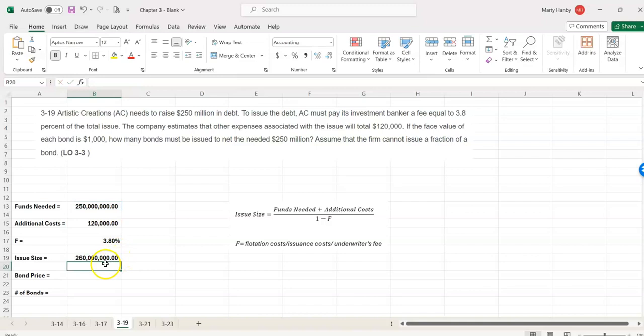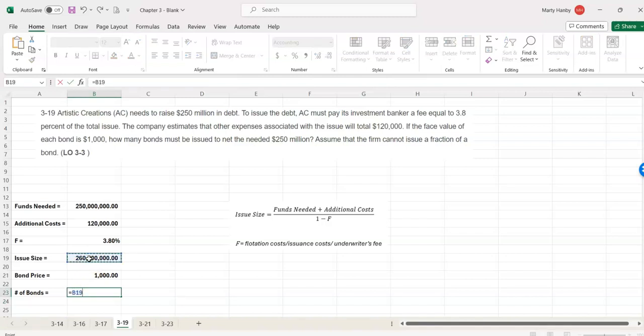So $260 million. So we're going to get $1,000 for each bond. So the number of bonds is going to be 260 million divided by 1,000. So 260,000 bonds.